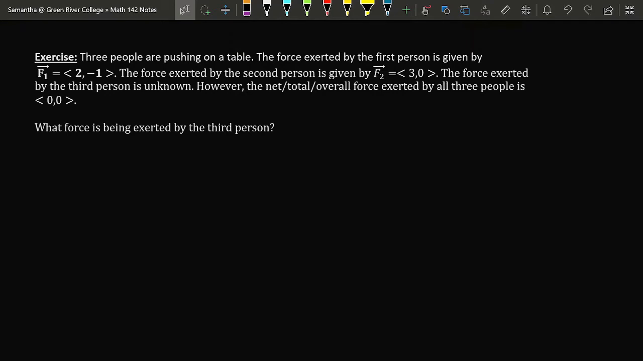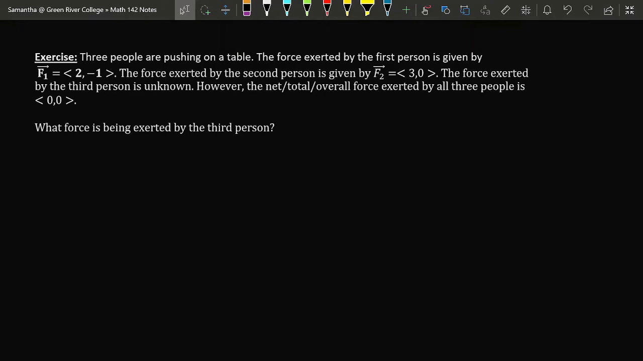For a quick example and a quick explanation of why we might want to subtract vectors, let's consider the following exercise. We have 3 people all pushing on a table. The force exerted by the first person is given by the vector 2, negative 1. The force exerted by the second person is 3, 0. The force exerted by the third person presently is not known. However, what we do know is this: the net force that results from all 3 people acting on this table at the same time is 0, 0.